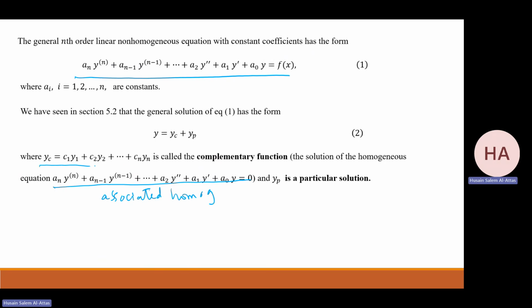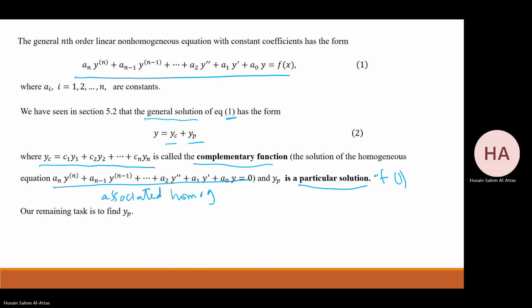And we solve it and we get YC, which is called the complementary function. And also I get a particular solution of the non-homogeneous equation, call it equation 1. Then what will be my general solution of 1? It will be YC plus YP. So our main task in this section is to find YP. YC, we did it before, in section 5.3. To find YP, especially if we have constant coefficients.